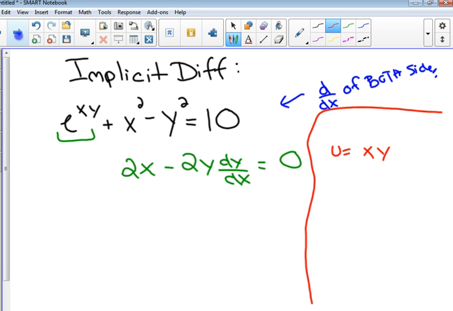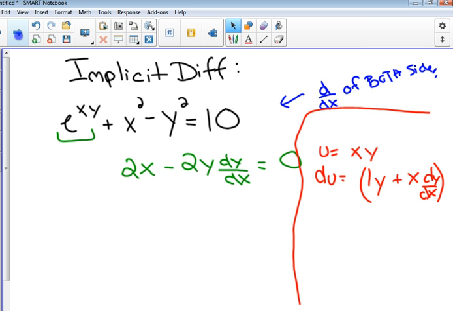X, y, good. Now when you do du, what do you have to use? Product rule, yeah, good job. So product rule, 1 y plus x dy dx. Okay. Now this is like your book. If this would come up in your book, it's kind of tricky because you just did the product rule, right? What did you do it with respect to?